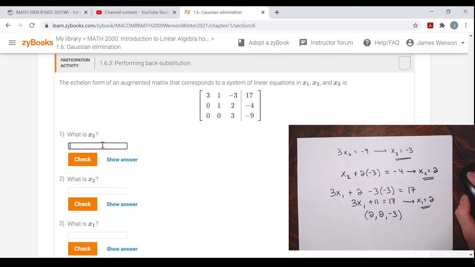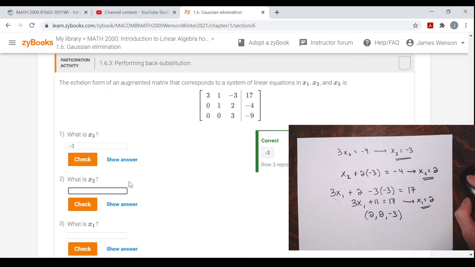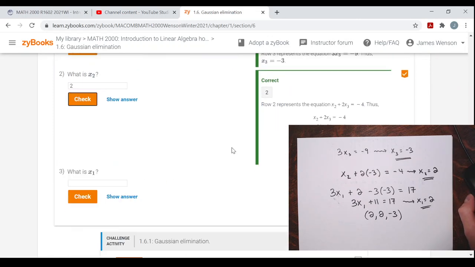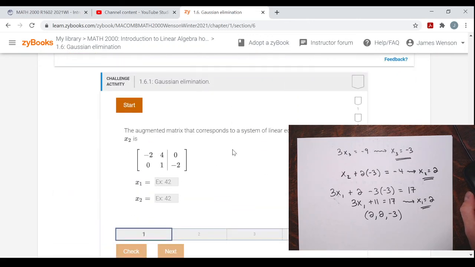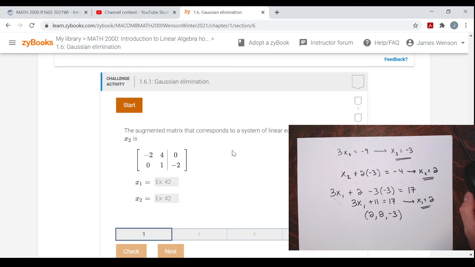All right, so what is x3? Negative 3. What is x2? 2. And I'm not going to enter the last one. I mean, you can do that. You saw it, and that's exactly what you're doing in these challenge activities. So I'll just speak these out loud a little bit.